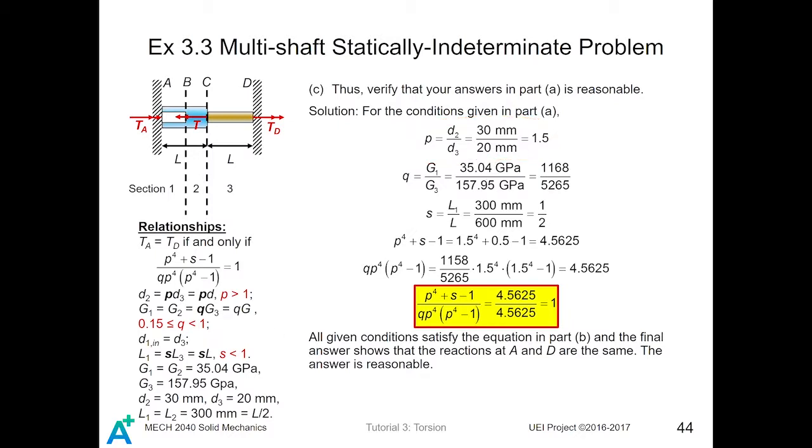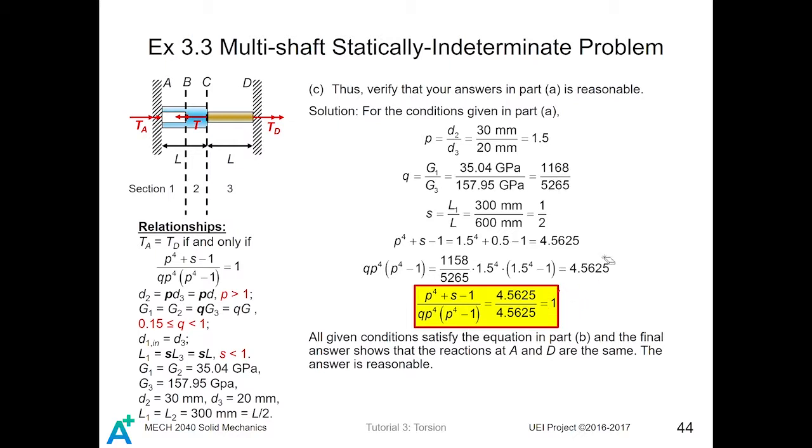Next, by considering the ratio between the shear modulus, G1 divided by G3 equals 1168 divided by 5265. Consider the blue bar. The ratio between the drilled length and the entire length equals 1/2. Then we compute the numerator and the denominator, and we get the same result, which is 4.5625. By dividing the numerator by the denominator, we have the value 1.